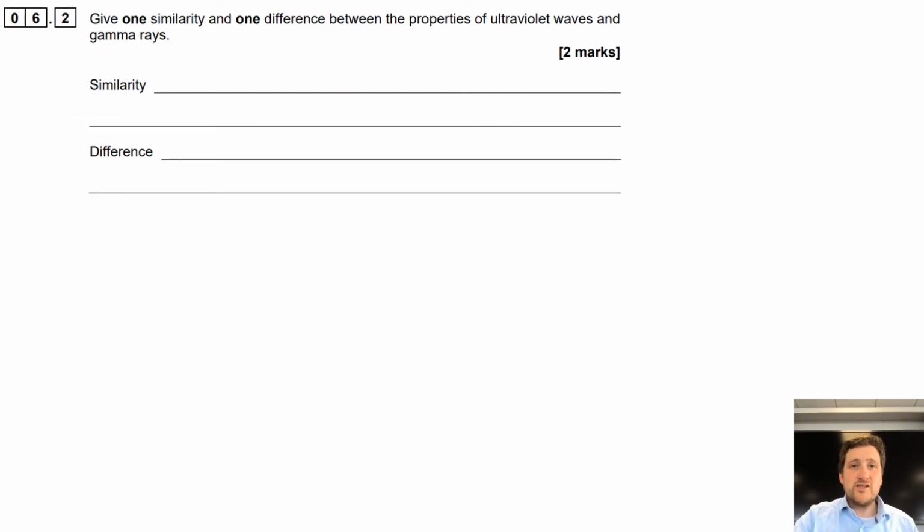Give one similarity between the properties of ultraviolet waves and gamma rays. Well, they're all part of the electromagnetic spectrum, so the similarity is they all travel at the same speed in a vacuum, but they're also all transverse waves, because every part of an electromagnetic spectrum of light is transverse.